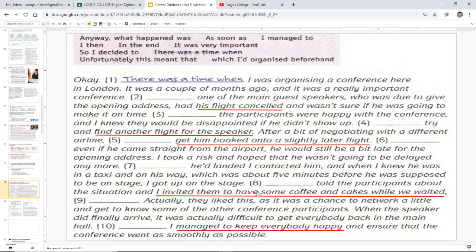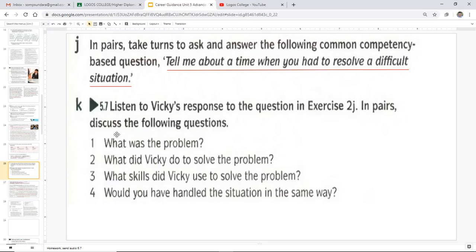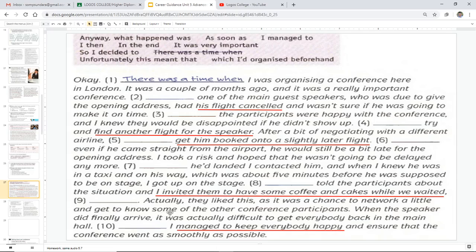So what was the result of all of this? What was the result of what Vicky did to resolve a difficult situation? The result was the people actually liked the coffee and cakes because it gave them a chance to network a little bit and get to know some of the other conference participants. And then the speaker finally arrived. It was actually difficult to get everybody back in the main hall. She managed to keep everybody happy and ensure that the conference went as smoothly as possible.